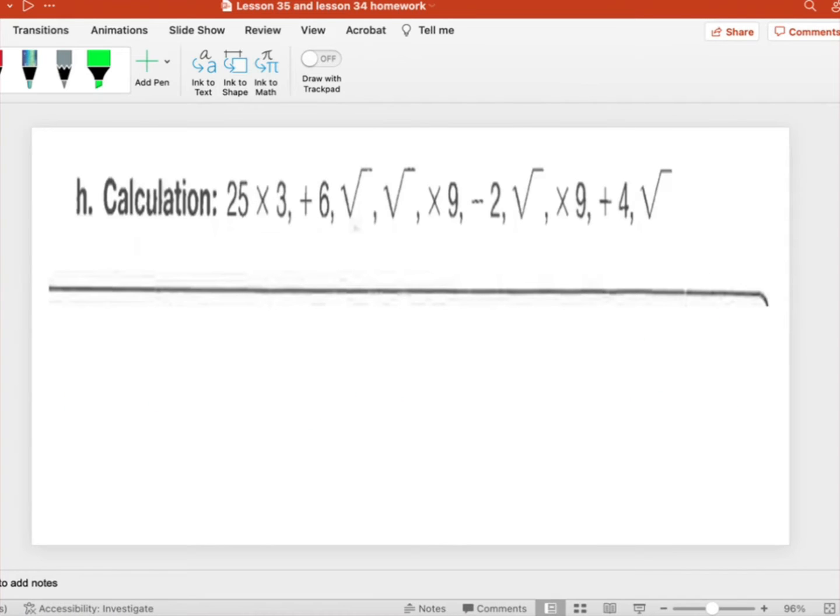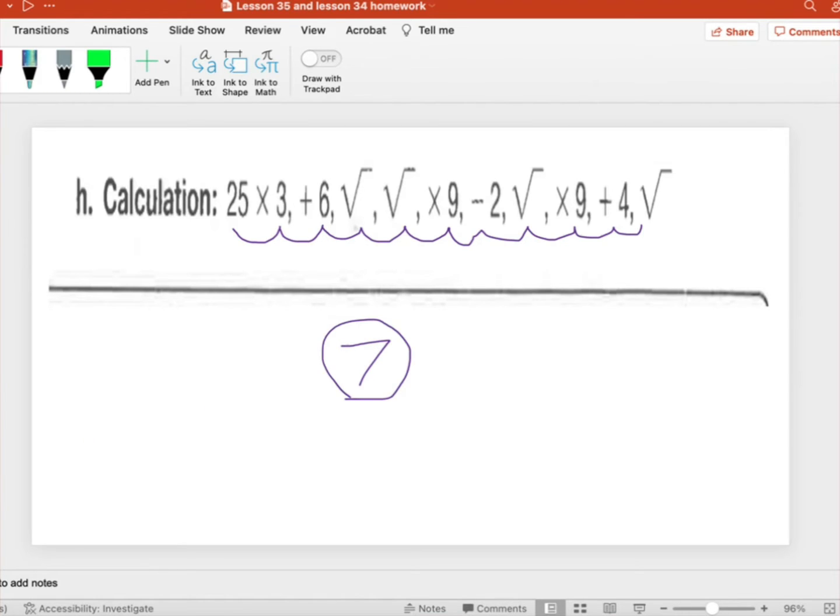And the last one is the fun one. 25 times 3 is 75, plus 6 is 81. Square root that, we get 9. Square root that, we get 3. 3 times 9 is 27. Take away 2 is 25. Square root that is 5. Times 9 is 45. Plus 4 is 49. Square root that, and we get 7.